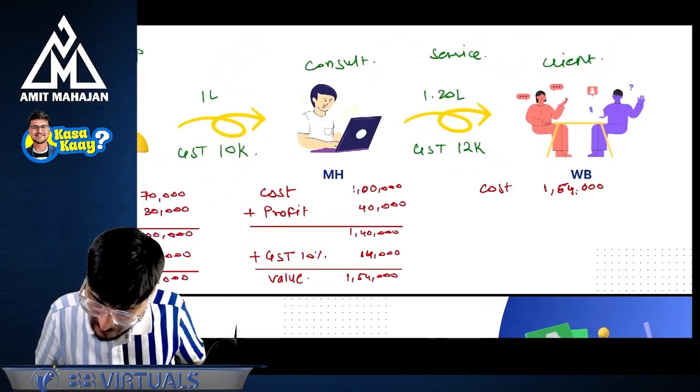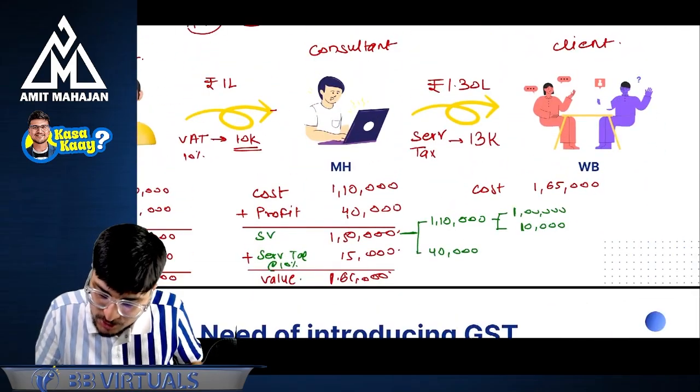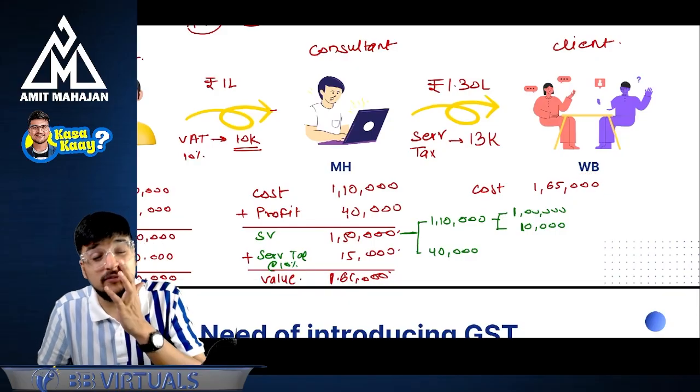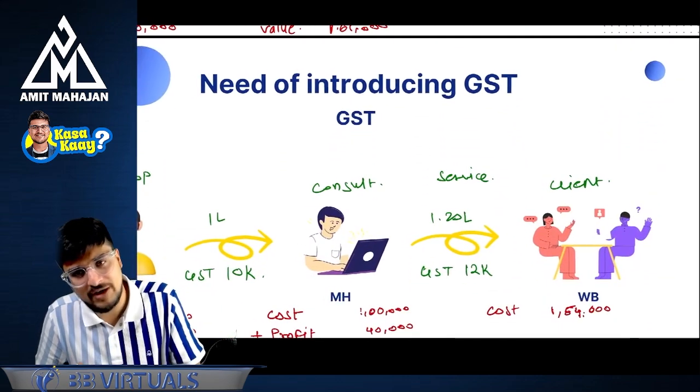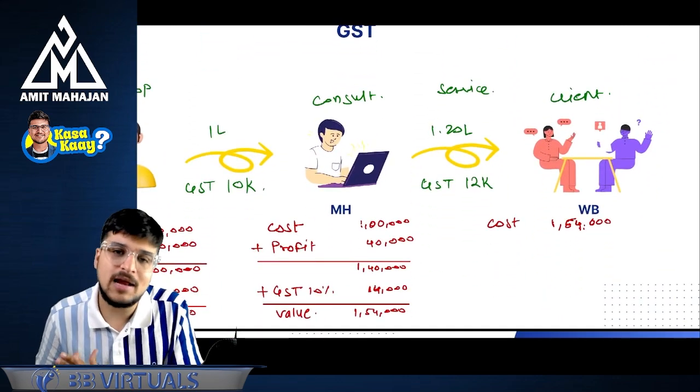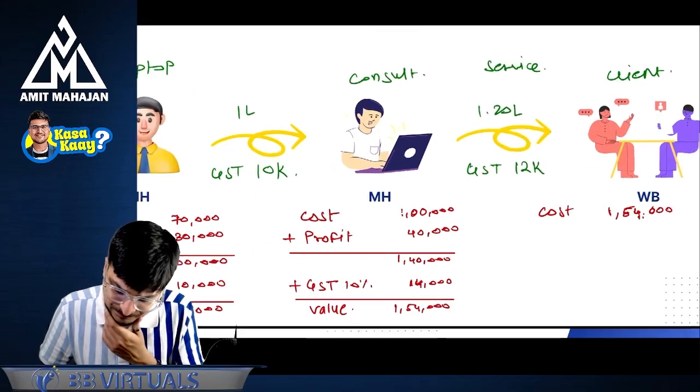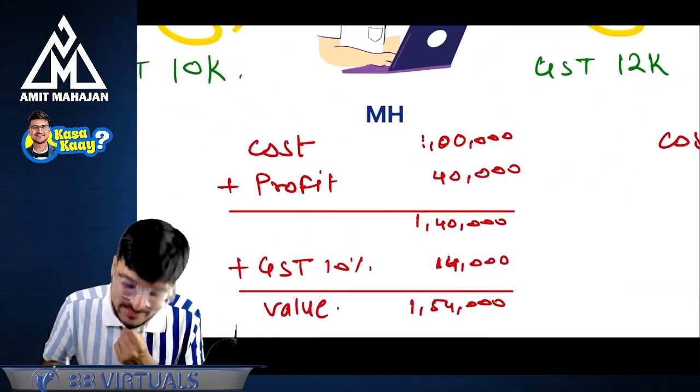Correct? This is 1 lakh 54. Now you can see the difference in the cost. So can I say the ultimate burden on the consumer, or the ultimate burden of the cost? What was the cost earlier? 165, keeping the same profit and everything. Here the cost will come to 1 lakh 54,000. So can I say here there is no cascading effect?